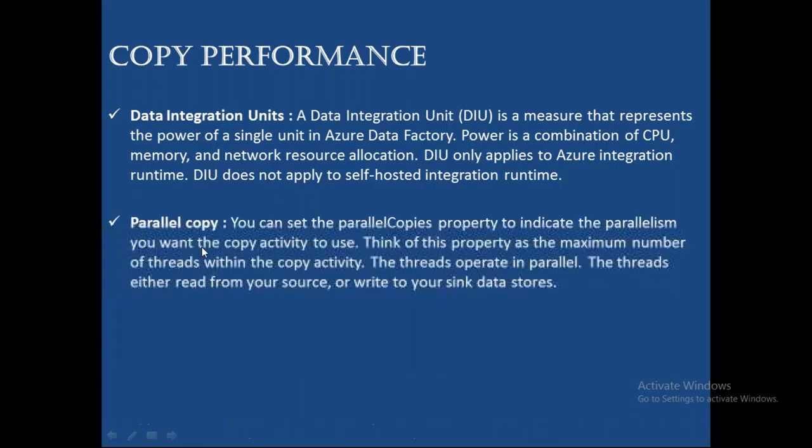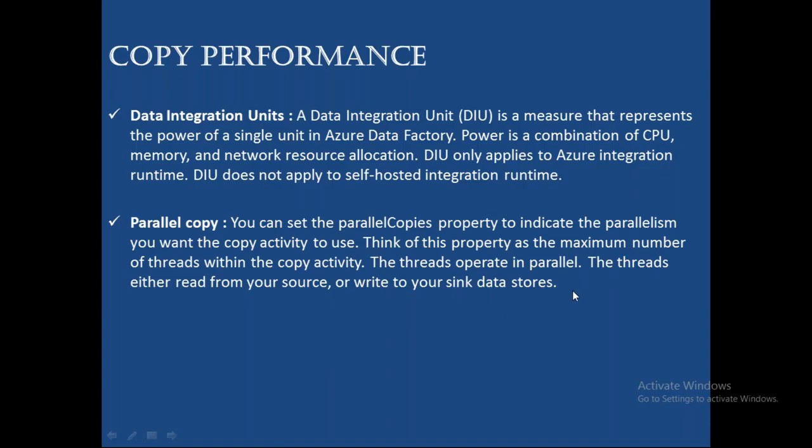Next, parallel copy. You can set the parallel copies property to indicate the parallelism you want the copy activity to use. As I said, I want multiple threads to operate to read data, so you have to specify how many parallelism units you want. Think of this property as the maximum number of threads within the copy activity. Within a single copy activity, you are using multiple threads. The threads operate in parallel. The threads either read from your source or write to your sink data store. It will read data parallelly.